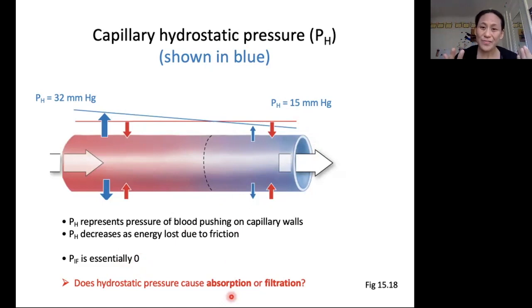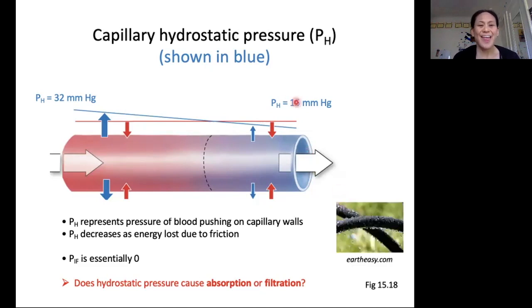Okay, so hopefully you figured out that hydrostatic pressure is going to encourage filtration, right? We have a higher hydrostatic pressure inside of the capillary than outside of the capillary. That is going to encourage the water to go out of the capillary, across the capillary wall and into the surrounding tissues, okay?